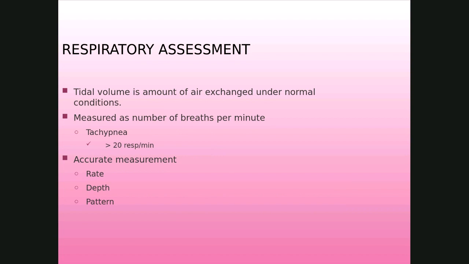When you're assessing respiratory rates, the tidal volume is the amount of air exchanged under normal conditions, and it's measured as the number of breaths per minute. An average respiratory rate is 12 to 20 breaths per minute. If they are breathing more than 20 times a minute, then they are considered tachypneic. Tachypnea is where they are breathing greater than 20 times per minute.